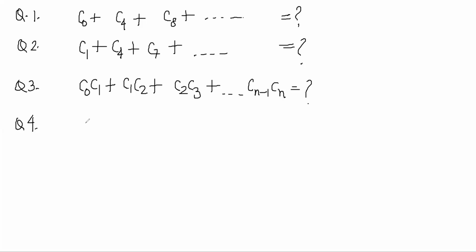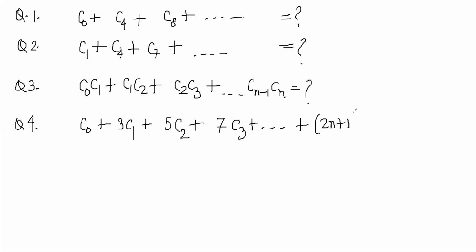Then C0 plus 3 C1 plus 5 C2 plus 7 C3 and so on till 2n plus 1 Cn.